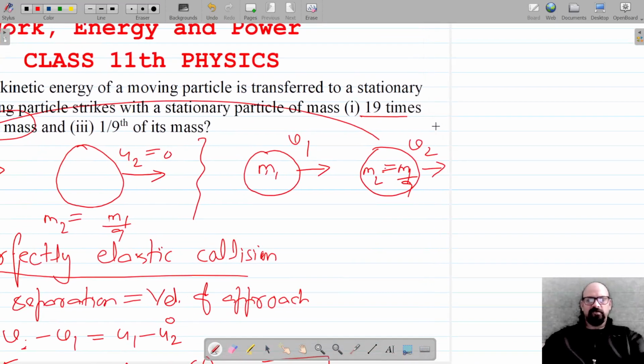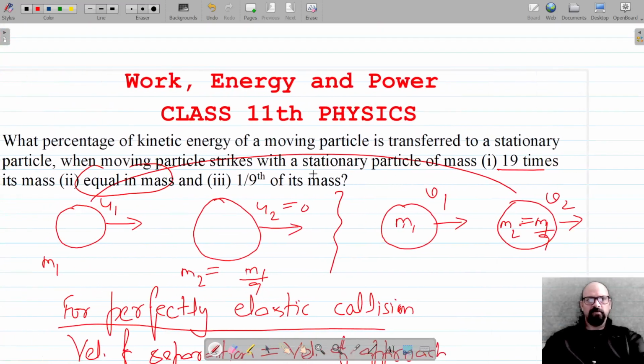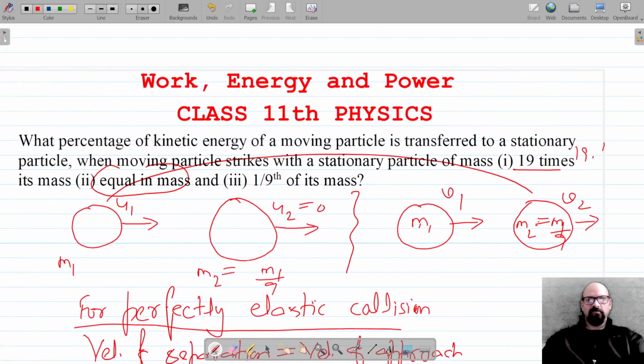Okay, so in the first case it was 19%, in the second case it was 100%, and in the third case it is 36%.